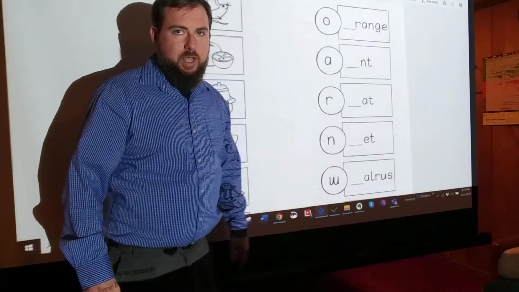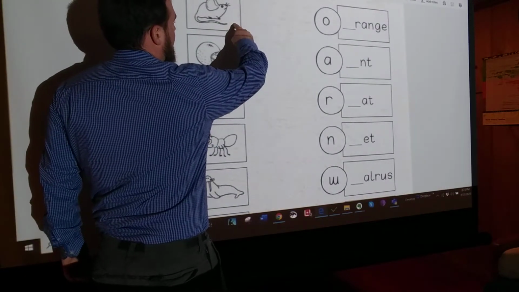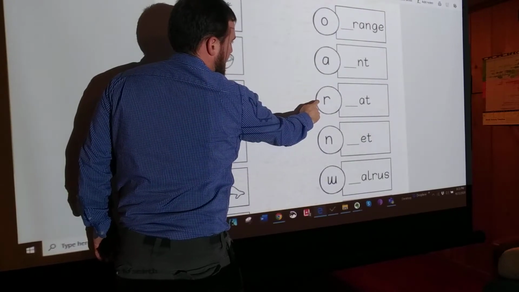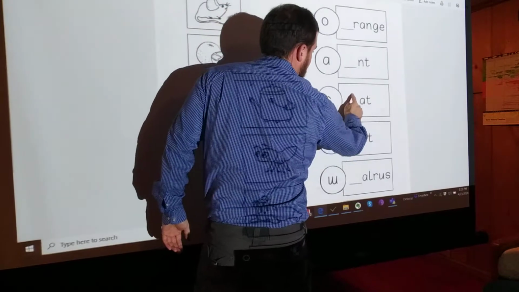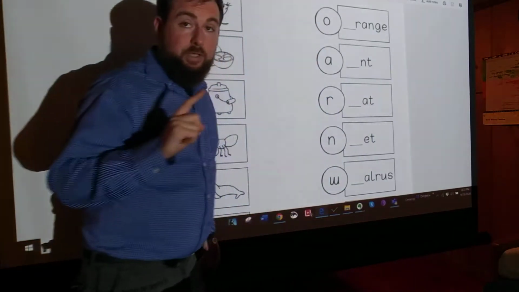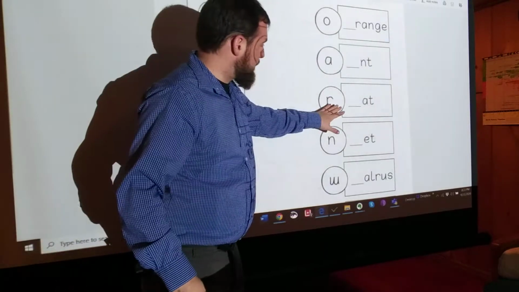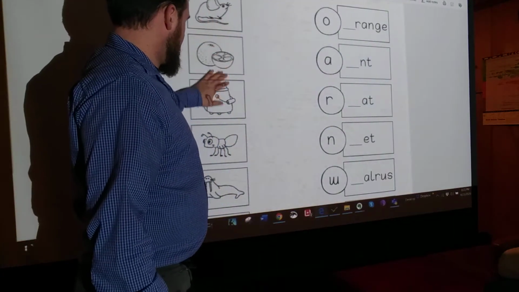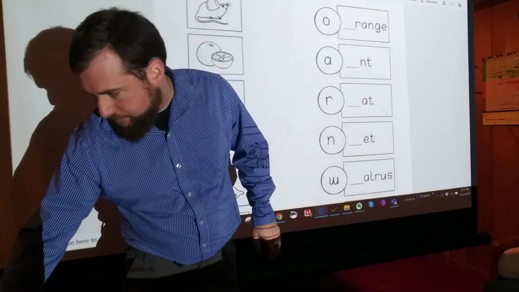Rat. So what I want you to do is draw a line on your paper from the picture of the rat to the letter R, okay? Then go over here to the word rat and write the R here. Make sure you remember to write the word, okay? Don't just draw the line, write the word too. So do that for every one of these, okay?